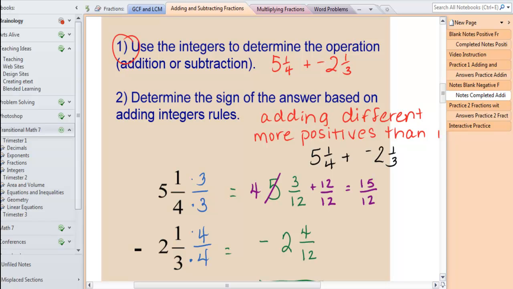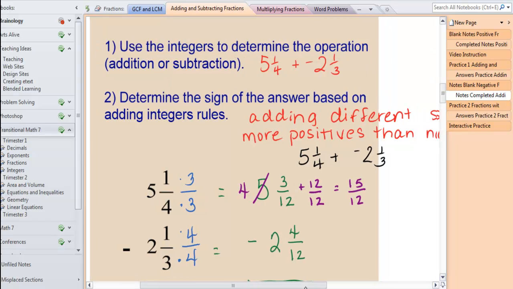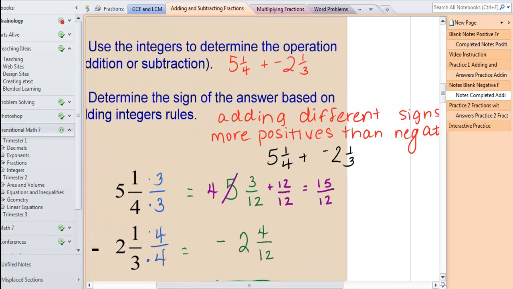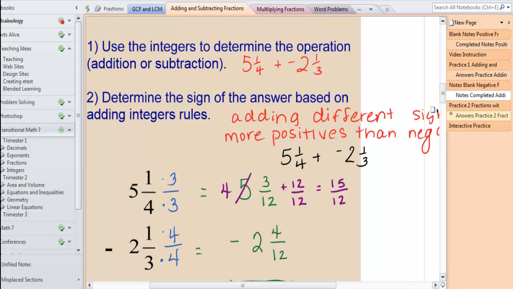I'm going to ask myself, what actually happens here? Well, we're adding different signs. So when you add different signs, you're actually going to subtract. And then we look at the signs. Well, we have more positives than we do negatives. Therefore, our answer will be positive. So we're really going to subtract these two numbers, and the answer is going to be positive. So I'm going to treat this as a subtraction problem.